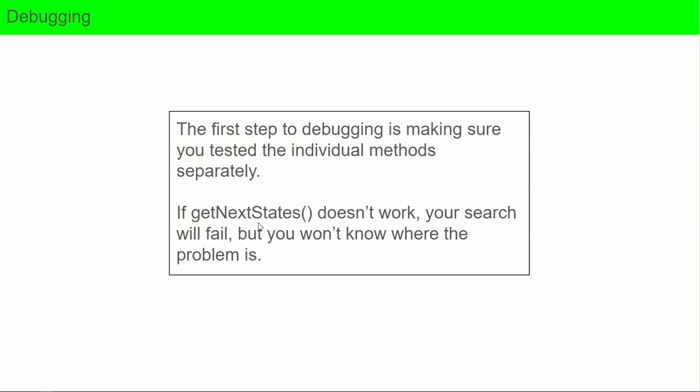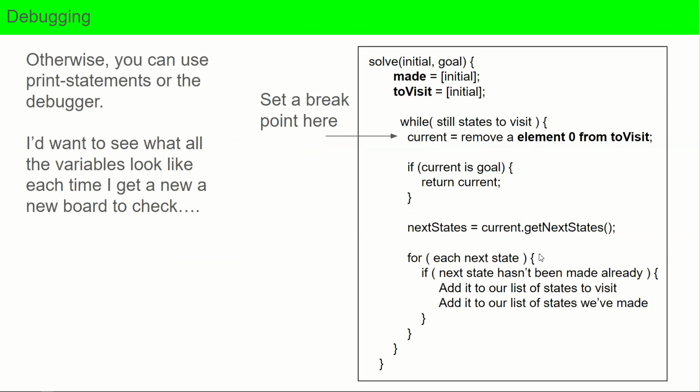If you haven't tested getNextStates by itself, maybe that's where the problem is, but it's going to be a lot harder to find if you are trying to run it within the context of your search. So I would say go back to the beginning and test those 3 methods separately just to make sure that they're working. If they are working, the next step I would say is there's a lot happening here, so we probably want to use print statements or the debugger to look inside the variables at key moments and say, does this look the way that I expect it to look?